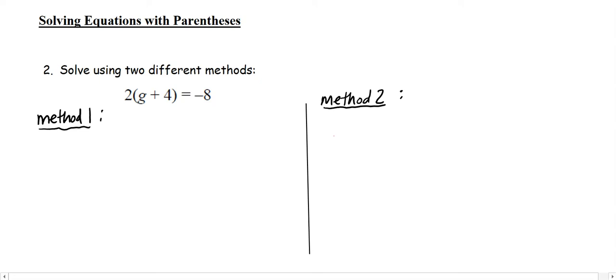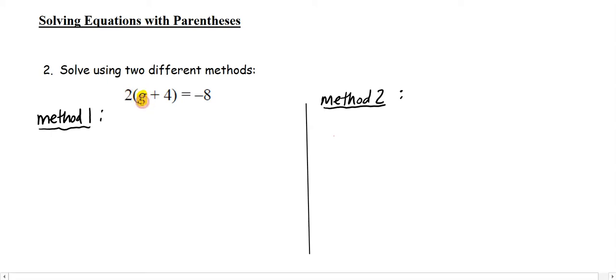In today's lesson, we are going to work on equations that have parentheses or brackets in them. So remember, when we're solving an equation, the goal is to find the value of g that makes the statement true. So g is being added to 4 in the brackets first and then multiplied by 2. So we want to undo all the things happening to g in order to get g all by itself. It's called isolating the variable.